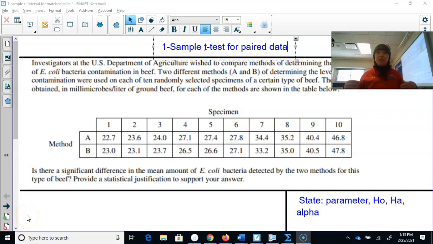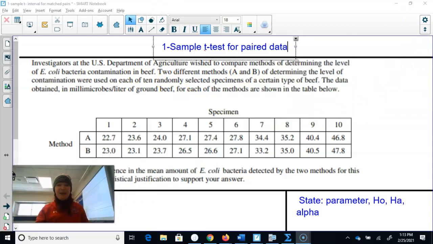Hey, ladies and gentlemen, we are starting today learning about the one sample t-test for paired data. That's what your homework will be about. And then I also want to teach you guys the one sample t-interval for paired data so you're familiar with both of them. Let's get going right away and not waste your time.